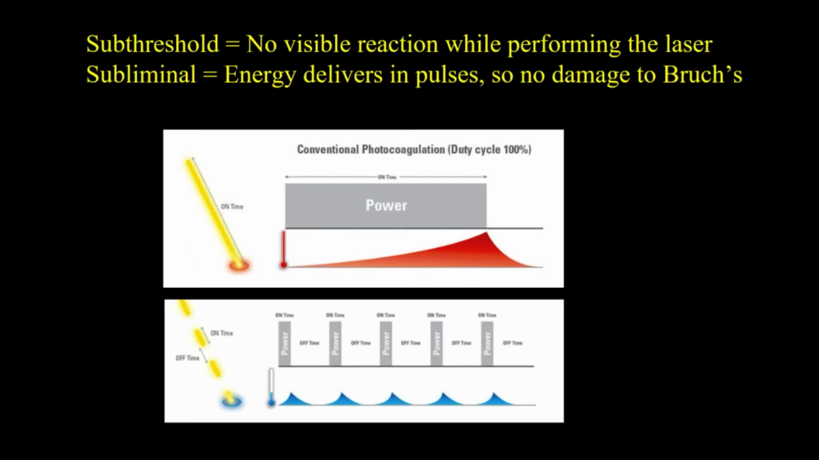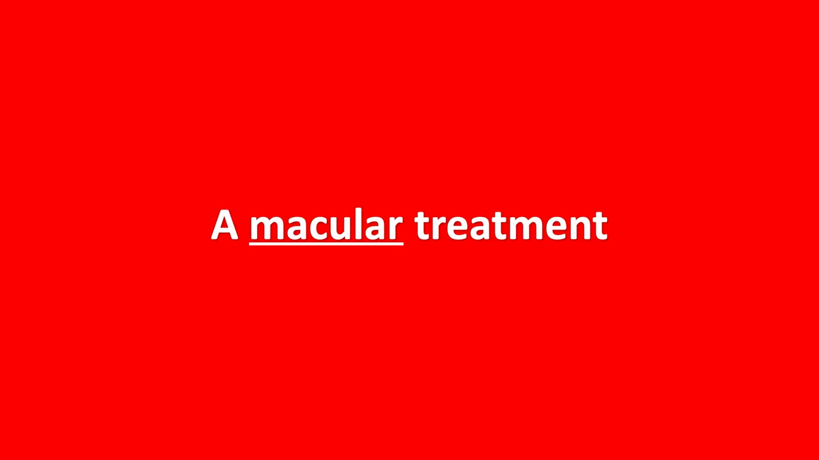Another way of doing so is by using subliminal or micropulse technology. Remember that in conventional photocoagulation, once we hit the pedal, the power remains on for the entire duration of the burn. In micropulse or subliminal mode, the duration of the burn is broken up into micropulses. This allows the energy to be delivered only at a fraction of the entire pulse duration, which allows the tissue to cool off, and then there is less chance of inducing macular iatrogenic damage.